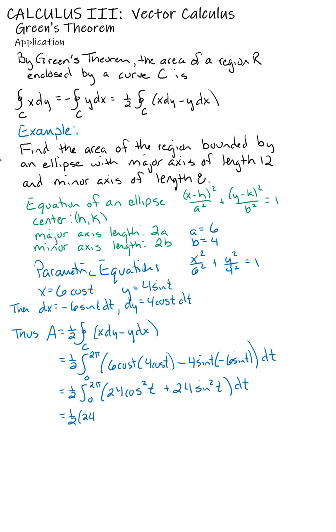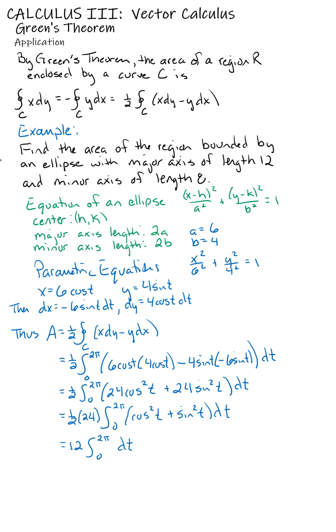So we have 1/2 times 24 times the integral from 0 to 2 pi of cosine squared t plus sine squared t dt. And this is wonderful. Look at that, how beautiful. Love the trig simplification we can do here. That's actually going to give me 12 as my coefficient times the integral from 0 to 2 pi of 1, which I don't need to write, dt. Oh, how awesome is that?